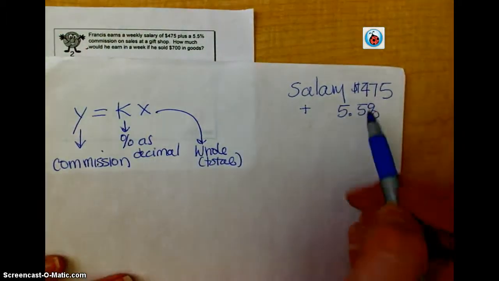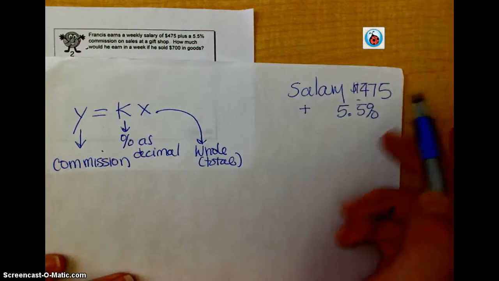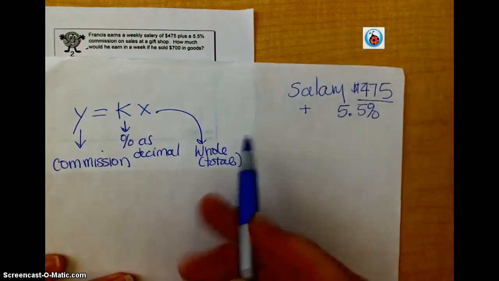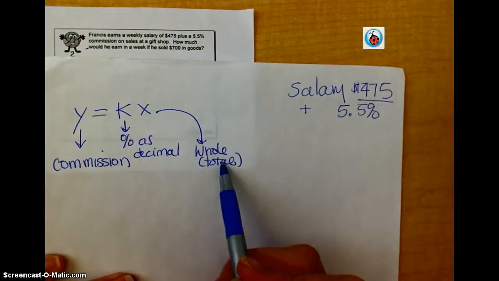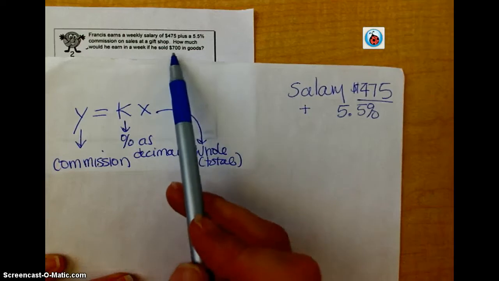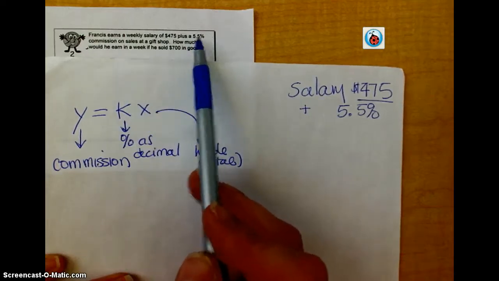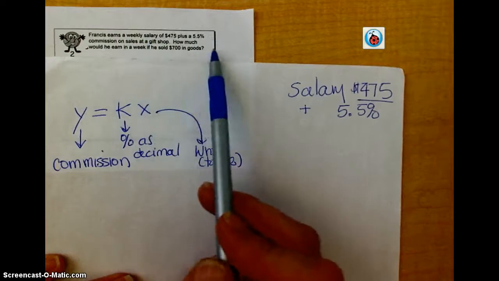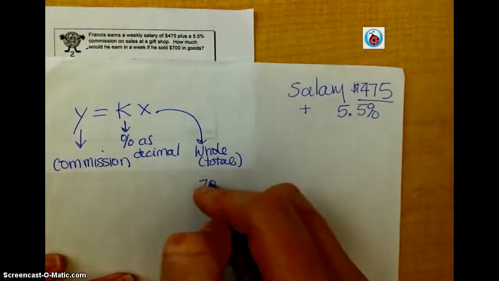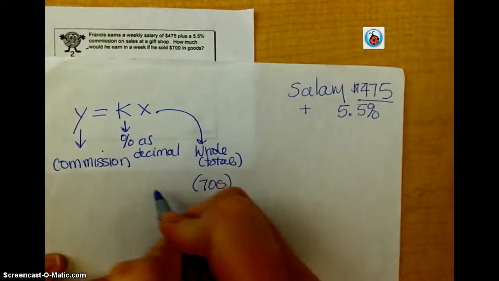Now our salary is our salary. It's how much we get paid no matter what happens. So the whole that we're going to use, or the total, is going to be how much he sold, since that's what his commission is based on. 5.5% of his sales, and we sold $700. So we'll replace the x with 700.